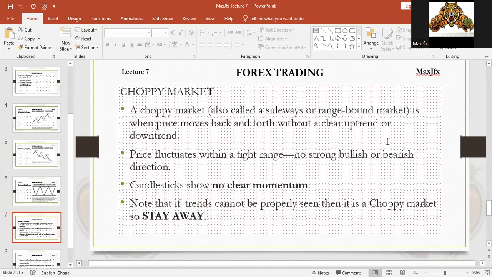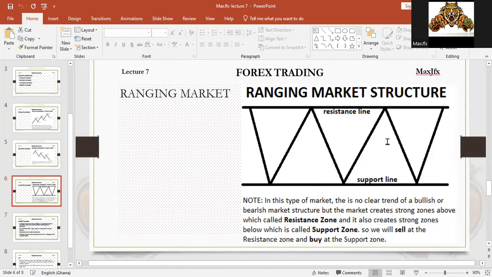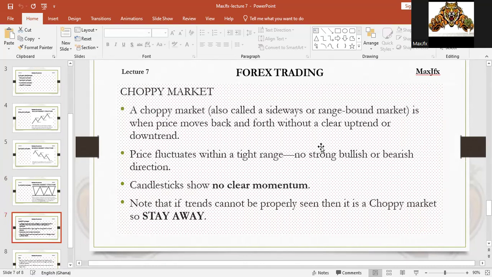So what's the difference between a choppy market and a ranging market? The choppy market is making a small, tight price range. The range is very, very tight. It's not too big like the range bound, where you see how wide the distance is. The choppy market is not like that. The choppy market is a small, very tight range that price has decided to move in. So there's no clear momentum and trends cannot be properly seen. Please stay out.